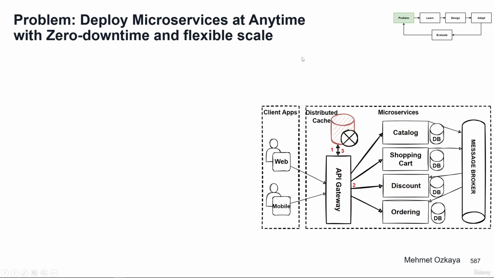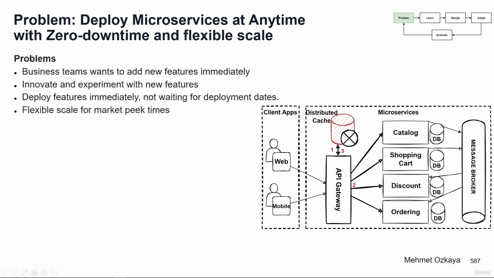and now it is time to solve this problem. Basically, our business teams are growing, and they are separated teams as per the departments: product, sales and payment. All teams want to add new features immediately in order to compete in the market. So business teams want to be agile, innovative and experiment with new features as soon as possible. They need to deploy features immediately, not waiting for deployment dates.